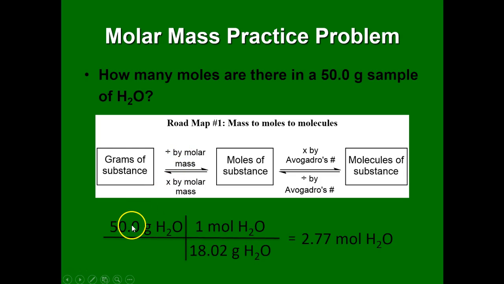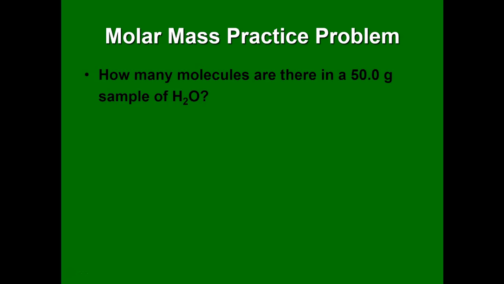Well, we're starting with 50 grams of water. We want to get to moles of water, therefore we're going to put moles of water in the numerator, grams of water in the denominator, 18.02 grams in the denominator, 1 mole in the numerator. Effectively, we are dividing by molar mass, and we get the answer of 2.77 moles of water. And now we can do a more complex problem, starting with that same measurement, 50 grams of water. How many molecules are there in a 50-gram sample of water?